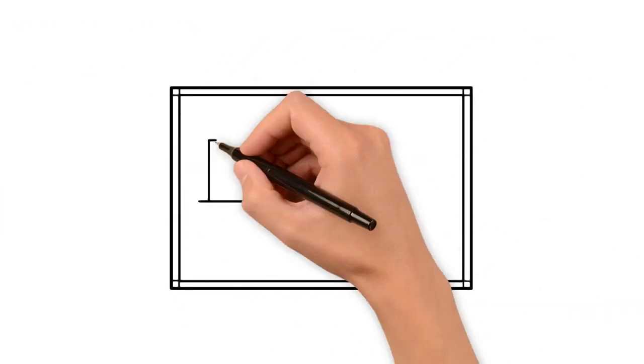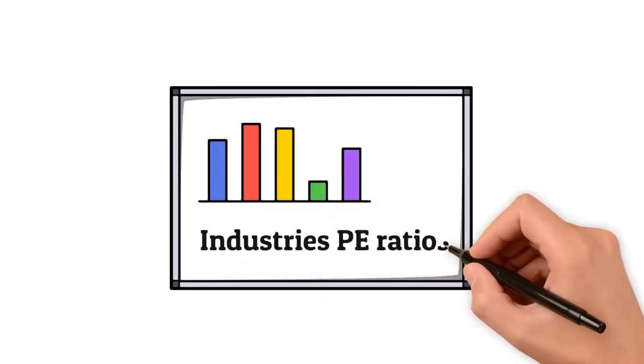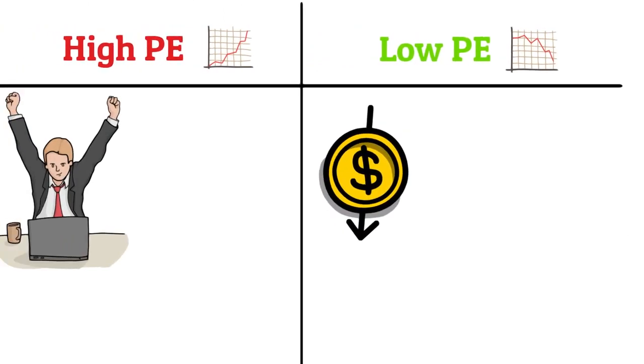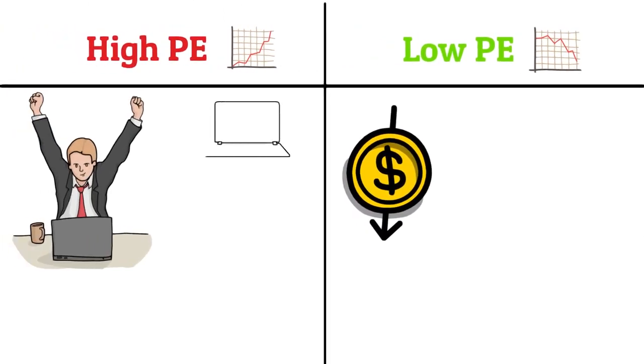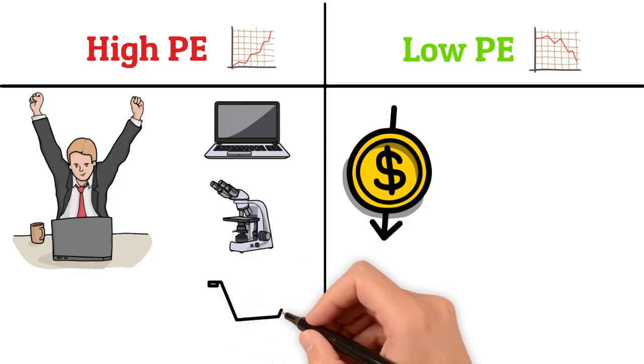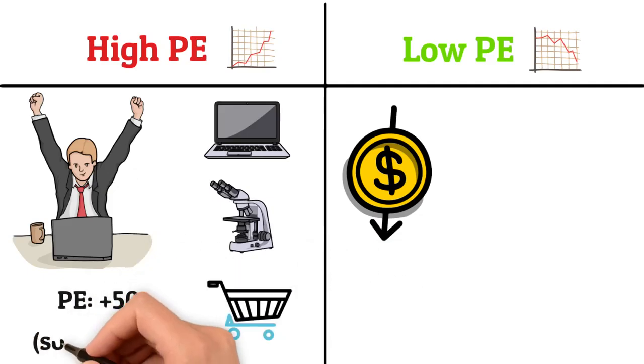PE ratios can vary significantly depending on the industry, reflecting the differences in growth potential, risk, and business models across sectors. Here's a breakdown. High PE ratios are usually growth industries. Industries like technology, biotechnology, or e-commerce often have higher PE ratios. This is because investors expect these companies to grow quickly in the future, so they are willing to pay more for every dollar of current earnings.